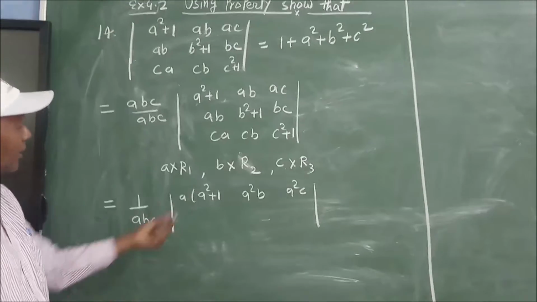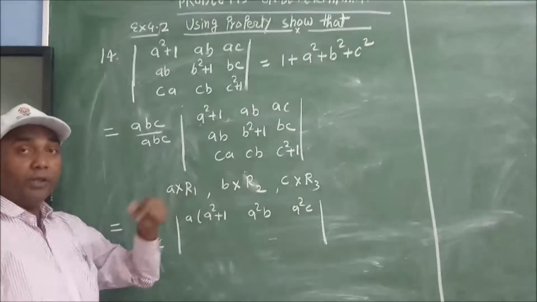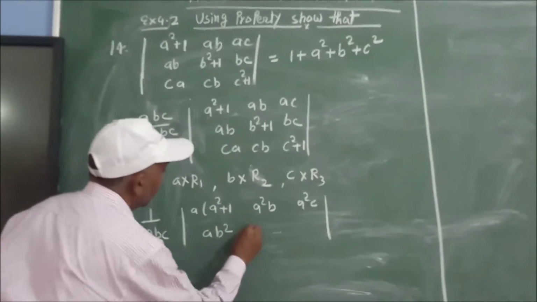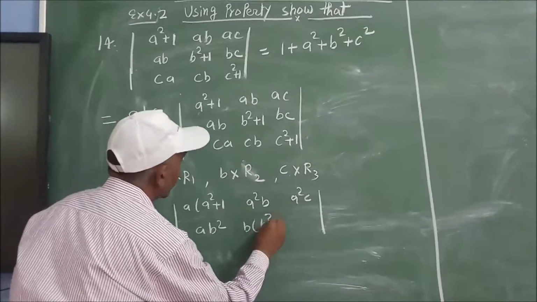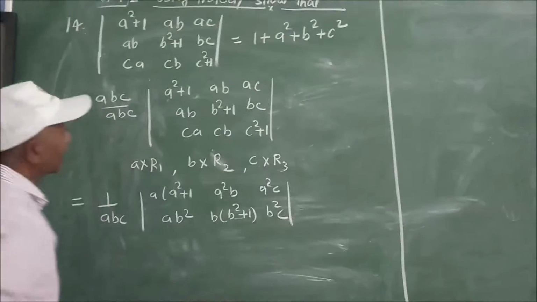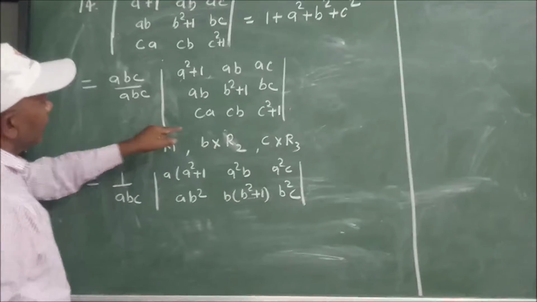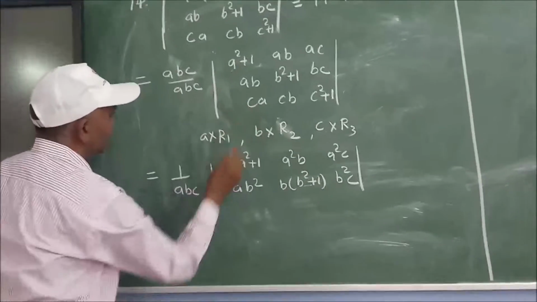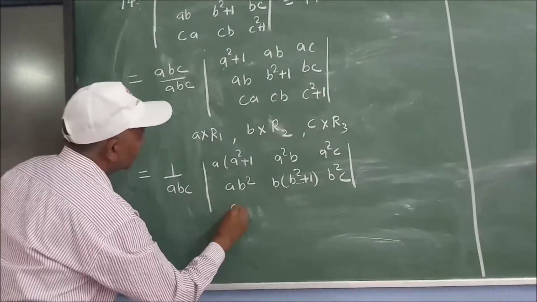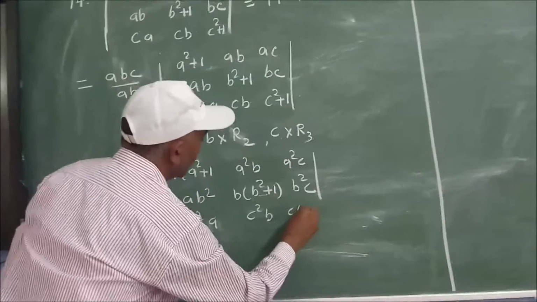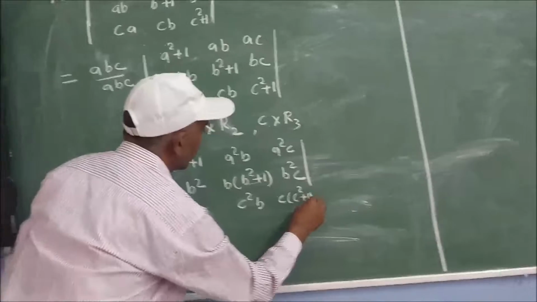So can you calculate what happened when we multiply by b? So you can write here ab square, b into b square plus 1 and b square c. Again multiply c to r3. So multiply this with c. So you can write c square a, c square b and c into c square plus 1.